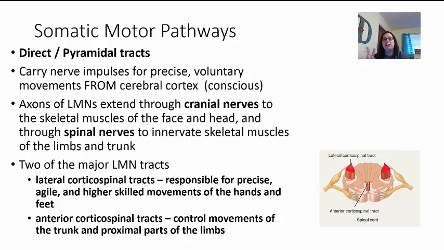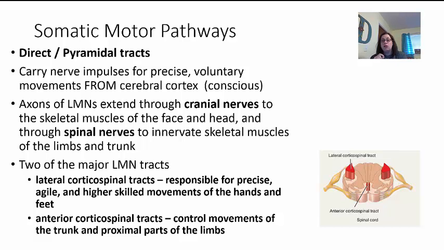Now, there's two major tracts of lower motor neurons that we want to talk about, and they're shown in this diagram. These are actually what we would consider one tract, because they're called the corticospinal tracts. There's just a lateral one, which means they're on the side, and you can see it here in the picture, and then there's an anterior one.